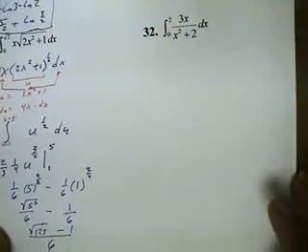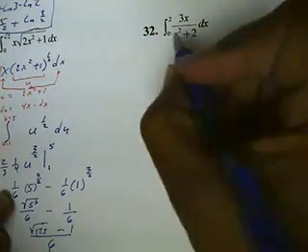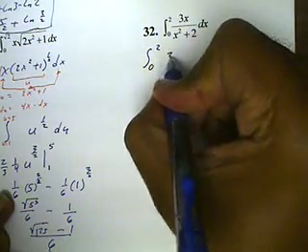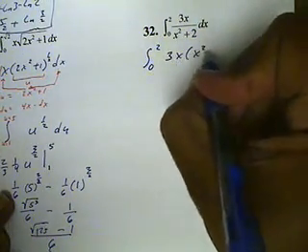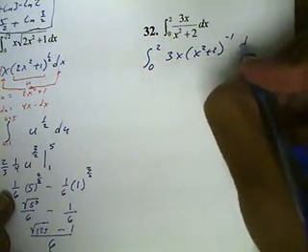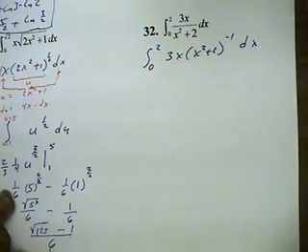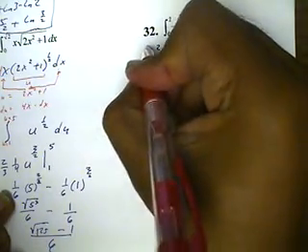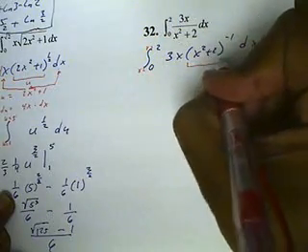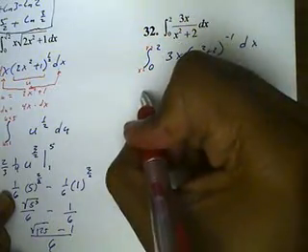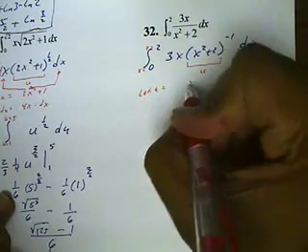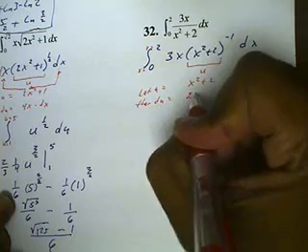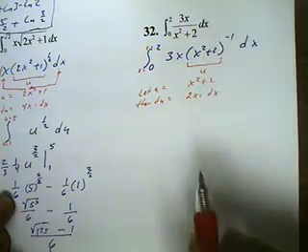Okay, number 32. Number 32, I'm going to convert this into an exponential. So 0 to 2, and this will be 3x parentheses x squared plus 2 all to the negative 1 power dx. Alright. Now remember, these two are x's, and I want to convert all of this to a u. So I'm going to let u equal x squared plus 2. Then du is going to equal 2x times dx.